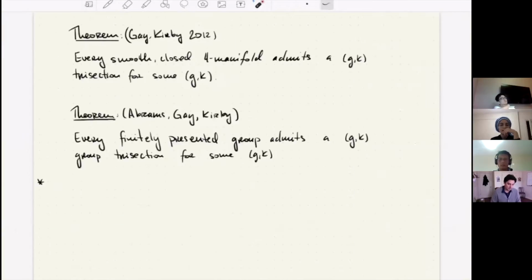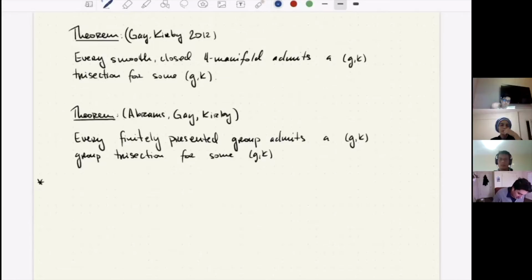Okay. And so we have a couple of theorems here. Every smooth closed four-manifold admits a (g,k) trisection for some g and k. That was Dave Gay and Rob Kirby in their first paper on trisections. And then for the group trisections, every finitely presented group admits a (g,k) group trisection for some g and k. And what they prove in their paper is that this theorem is actually a corollary of what they prove.